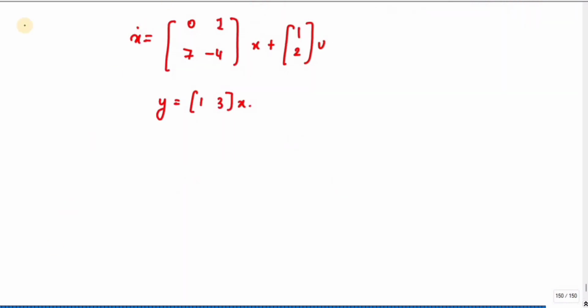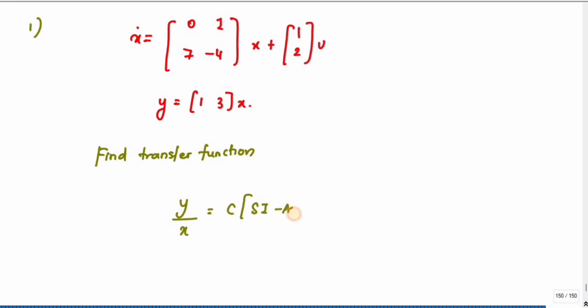So the next problem is x dot is equal to 0, 1, 7, minus 4, x plus 1, 2, u, y is equal to 1, 3 x. Find the transfer function. So the transfer function is Y divided by U, that is equal to C into (sI minus A) the whole inverse B plus D. So here D is 0, this is A, this is B, and this one is C.